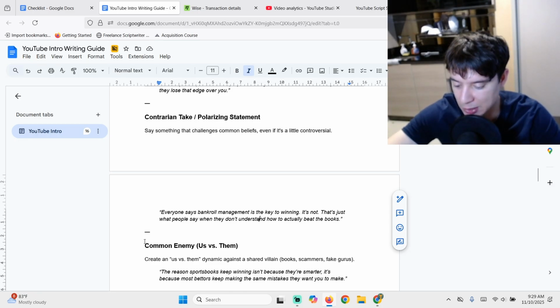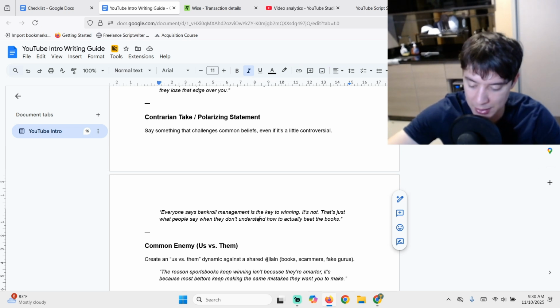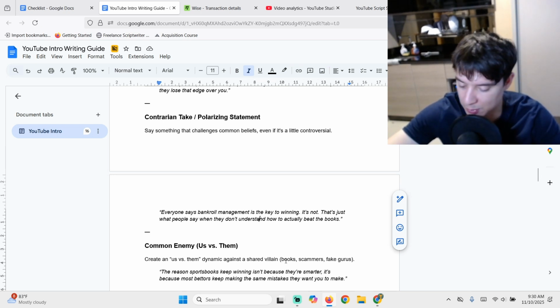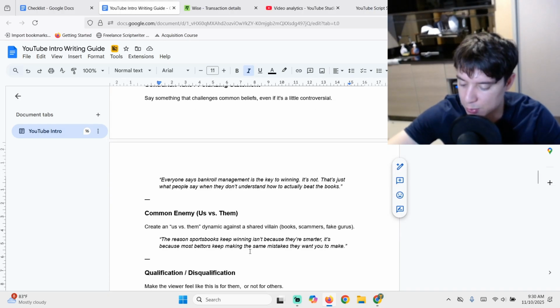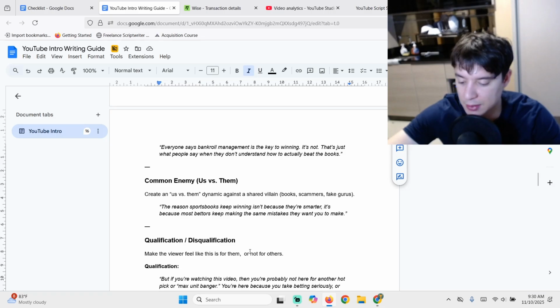Next thing is the common enemy. It's the us versus them dynamic. So this is where we create this shared villain. For example, in my example, for sports betting, we have the sports books. We have fake gurus like discords where people sell picks, things like that, or degenerate bettors. It could be anything. This is the thing that we hate against. So this just works really well because people like having a shared enemy that they go up against.